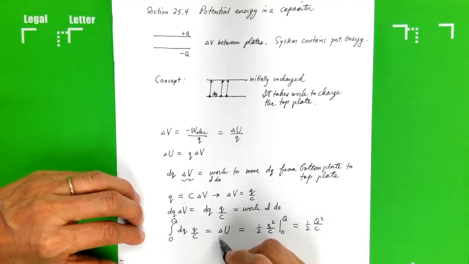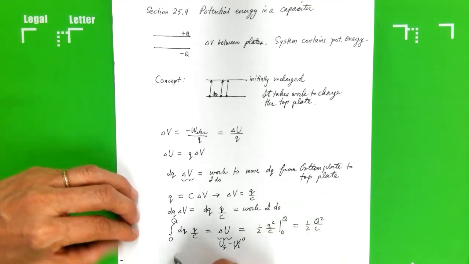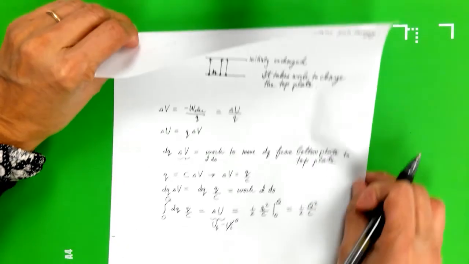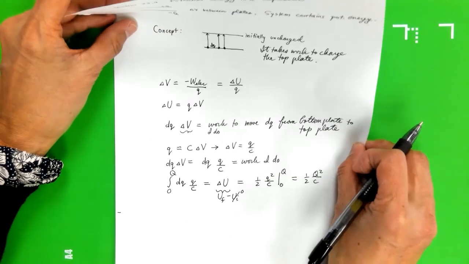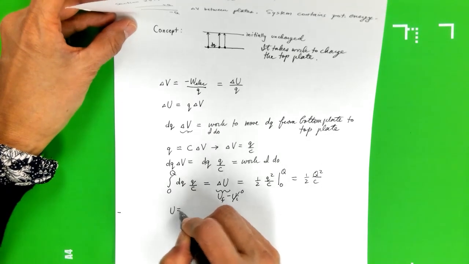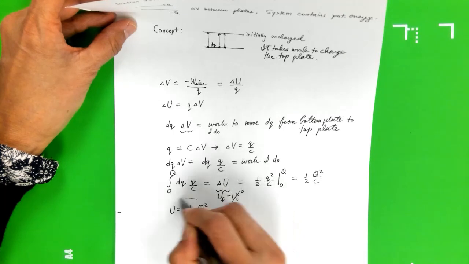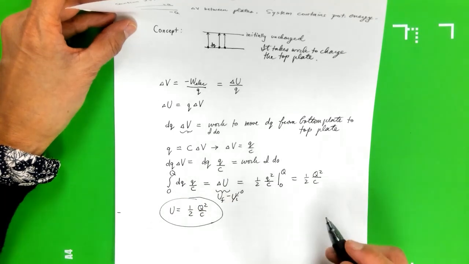Now the delta U means U final minus U initial, but U initial is 0. Okay, so summarizing all of that more compactly, you have U equals 1/2 Q squared over C. This is the potential energy of a capacitor.